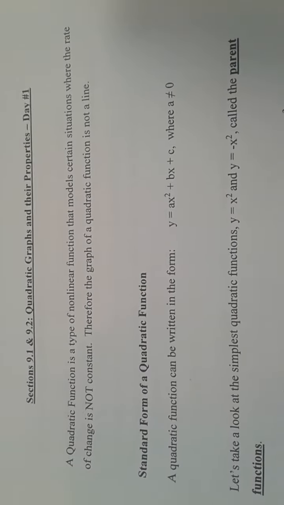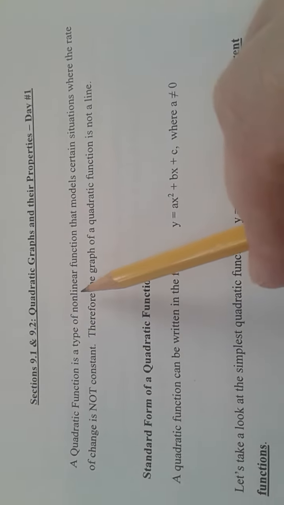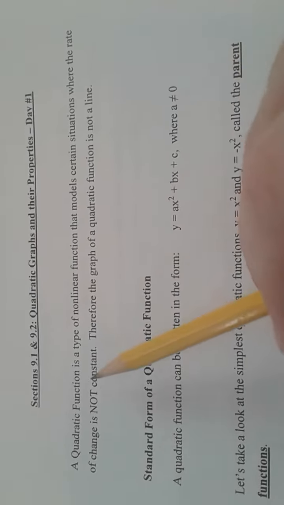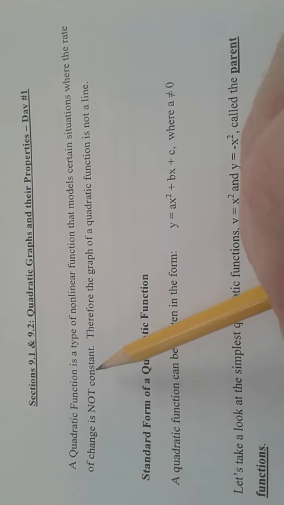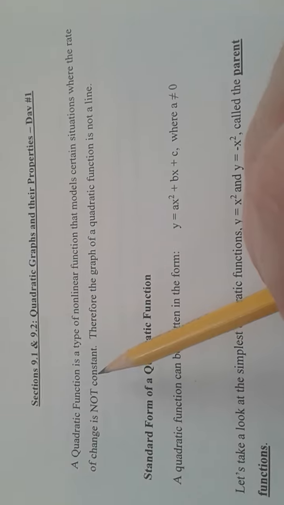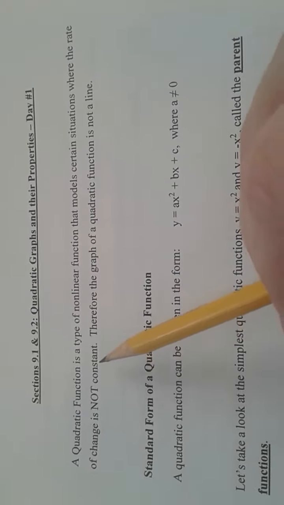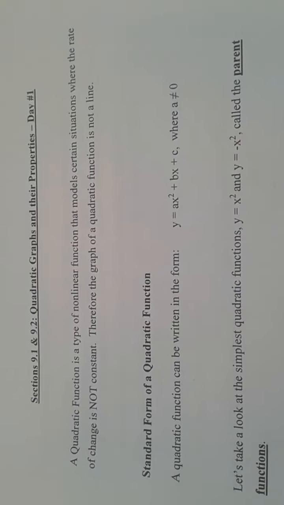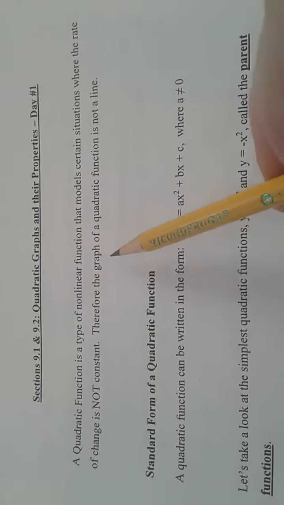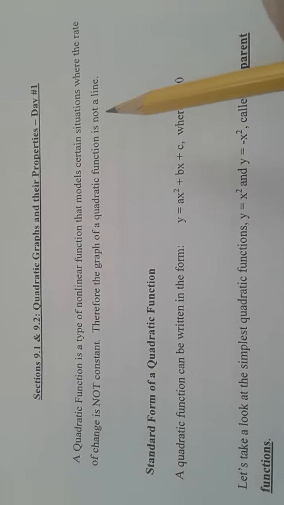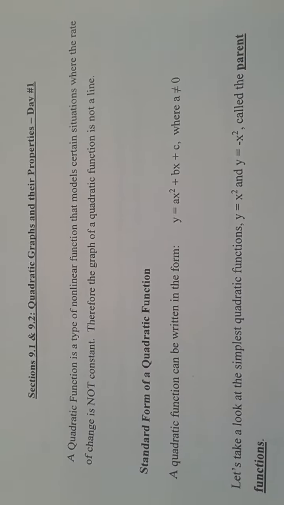So first thing we want to recognize when we're graphing quadratics is a quadratic function is a type of nonlinear function. Okay, so that means the rate of change is not constant. We know when the rate of change is constant, we refer to that as a slope, and those types of functions produce lines. So since this is a nonlinear function, the graph of a quadratic function is not going to be a line. It's going to be called a parabola, which I'm going to cover in a minute.